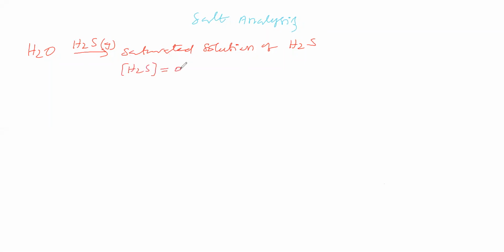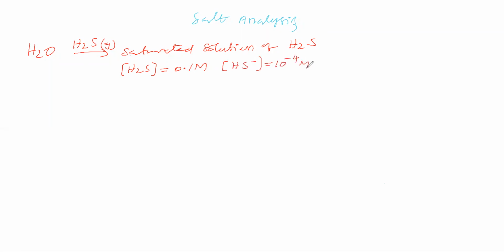Now we will take water. To this water, let us pass H2S gas till it gets saturated. So we are getting a saturated solution of H2S. Here, in this solution, we are seeing different concentrations. The concentration of H2S is 0.1 molar. The concentration of bisulfide is 10 power minus 4 molar.